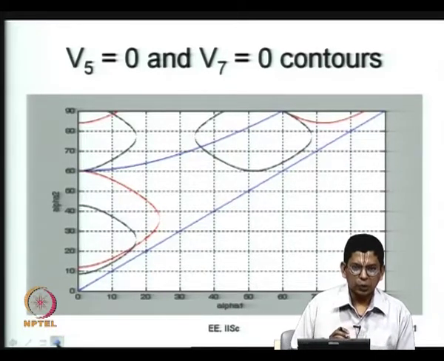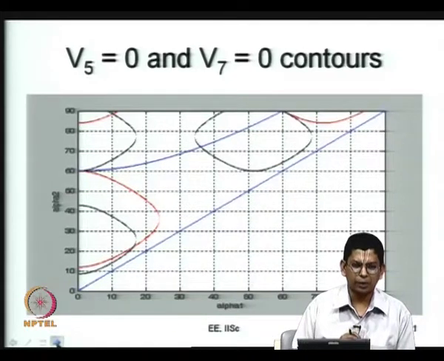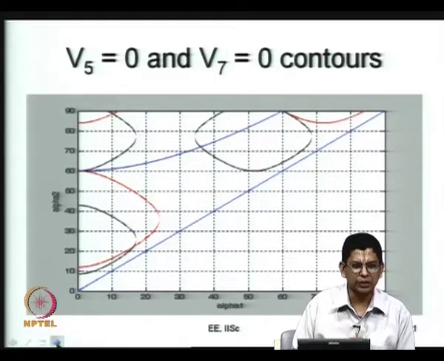This V5 equals 0 and V7 equals 0 gives you a very good idea. If you plot them, they give you some good idea as to how you can go about designing your PWM method. So, now we have only 2 switching angles, we want to see how best to go about doing it. So, we have done this exercise of plotting V5 equals 0 and V7 equals 0.